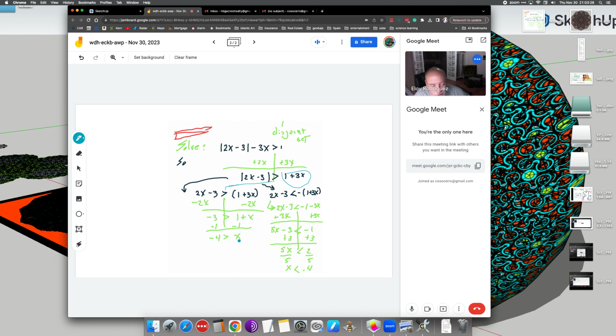Okay, how about minus 4 is greater than x? Or, you want to read it from the left? I want all values of x that are less than minus 4. Yeah, and let's go to this one.